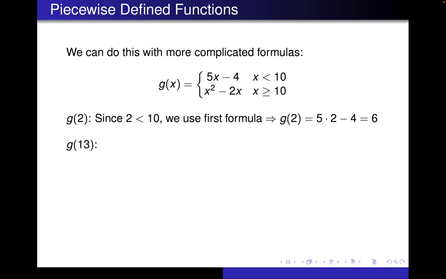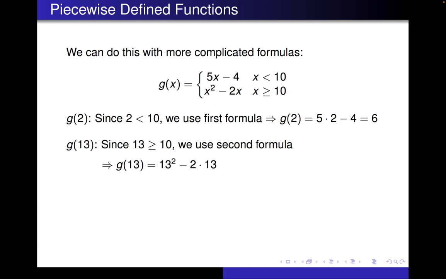If I want to find g of 13, 13 is my input. 13 is greater than or equal to 10, right? So that means I'm going to use the second formula, because the second formula is for all values of x that are greater than or equal to 10. So then I use the formula x squared minus 2x. Plug in x equals 13. I get 13 squared minus 2 times 13, which is 143.